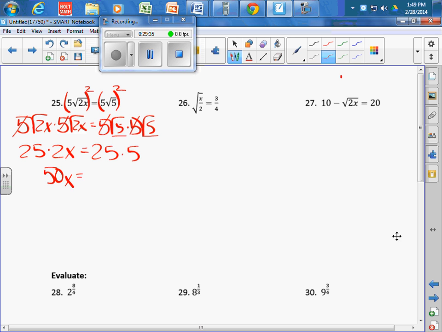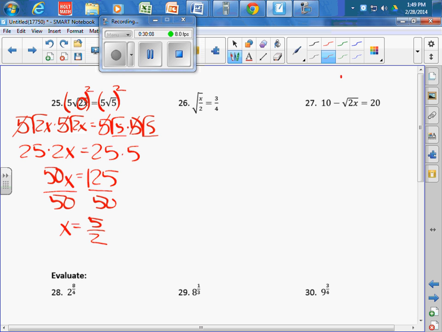50x is equal to 125. When I divide both sides by 50, I'll get x is equal to 5 halves. Does that make sense? Yes, it does, because 2 times 5 halves would be 5. I'm looking at this right here. 2 times 5 halves would be 5. So you have 5 radical 5 is equal to 5 radical 5. Checks out.